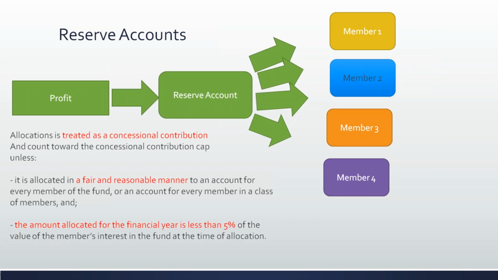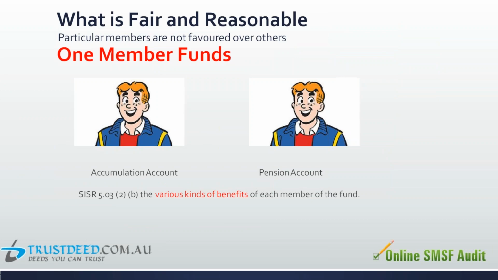So if you're running a reserve, just be watchful of how, in the financial year in which you do the allocation, that allocation is treated against the contribution cap amount. Now, what is fair and reasonable? Now we're looking at the second limb where there is no reserve account. Basically, a particular member or members are not favored over the others.